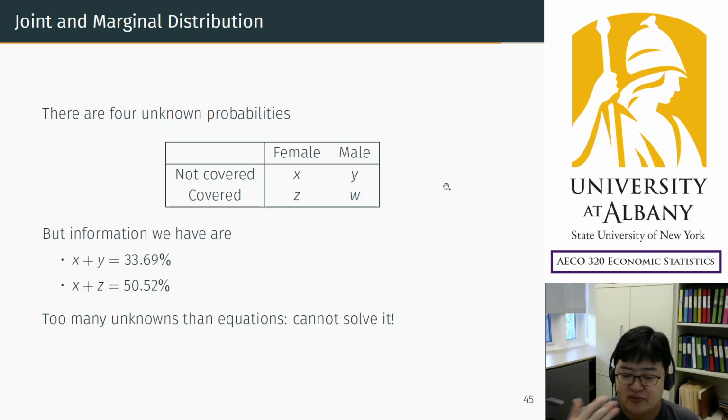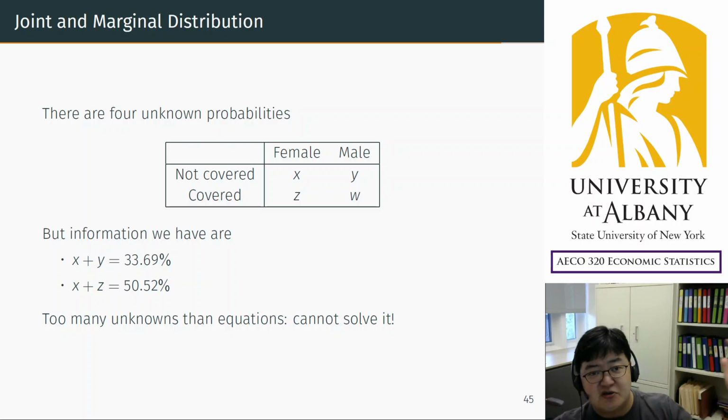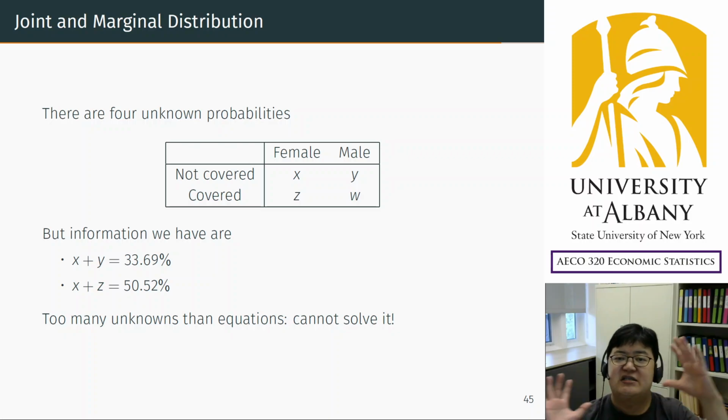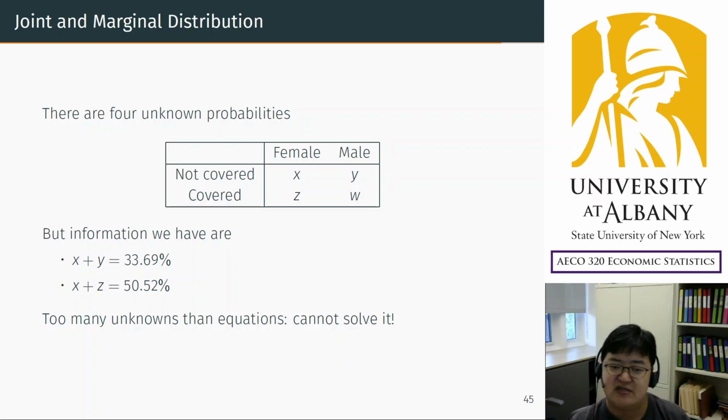This is a simple principle, the reason why marginal distributions cannot recover the joint distribution. Also, if you increase the number of variables, this problem becomes more severe, right? The difference between the number of equations and the number of unknowns will increase as the number of variables increases.